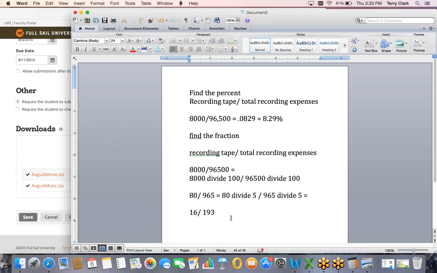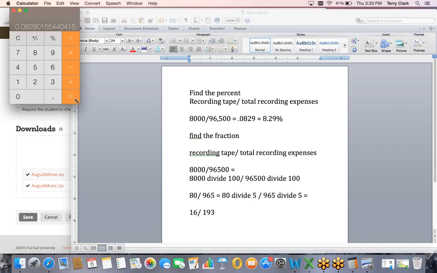Okay, now we started off with 100 and then divided by 5. Okay, we could just say that the greatest common factor is 500. And so we could divide 8,000 by 500. That's going to be 16. And then we could take 96,500 and divide it by 500. And then that will give us 193. So we could do it that way as well. We could find the greatest common factor, which is 500, and divide the top and bottom both by 500 and come up with the fraction that way.